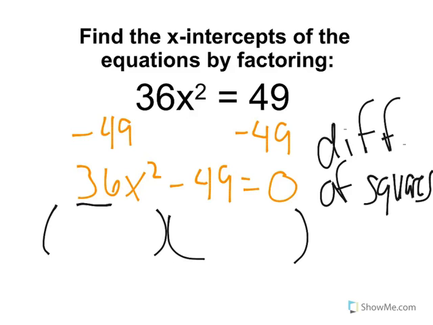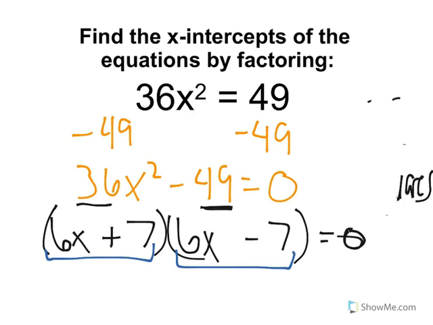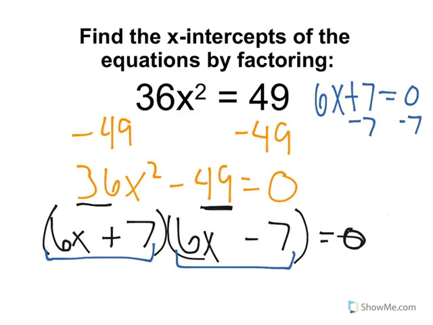So the square root of 36, 6 and 6, x and x. Square root of 49, 7 and 7, 1 plus and 1 minus. So that's what that would factor to. And then that's equal to 0. So now we have to take our two parentheses, since they both have x in them, and solve for x. So our first one, 6x plus 7 equals 0. Subtract 7.